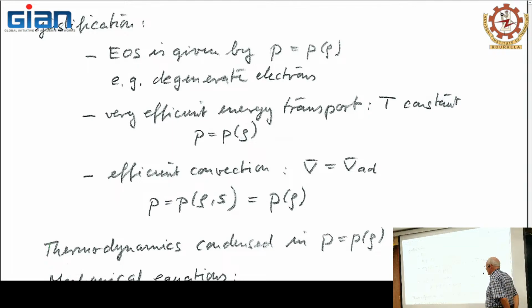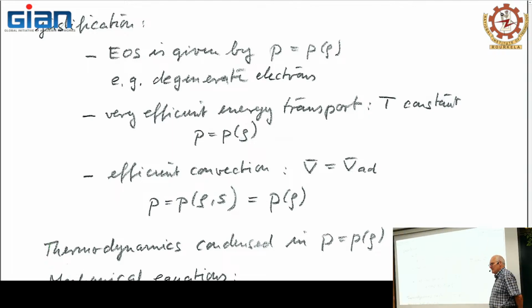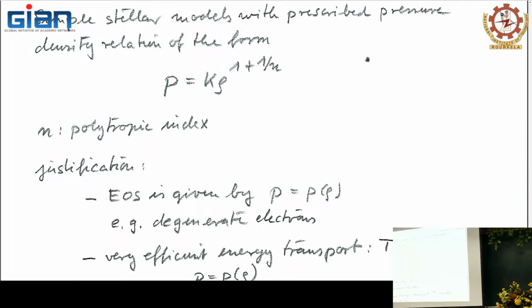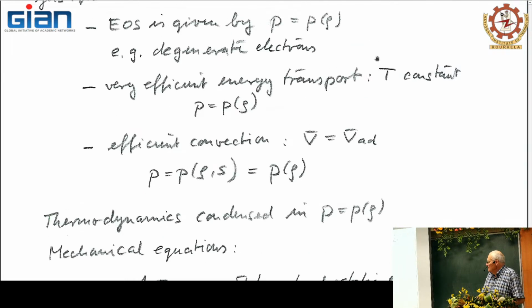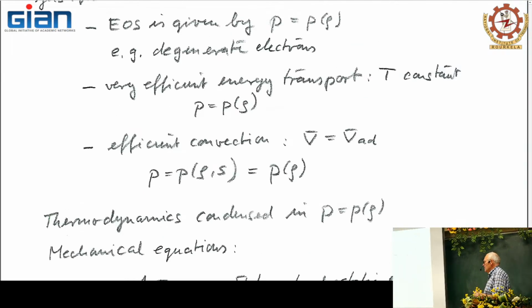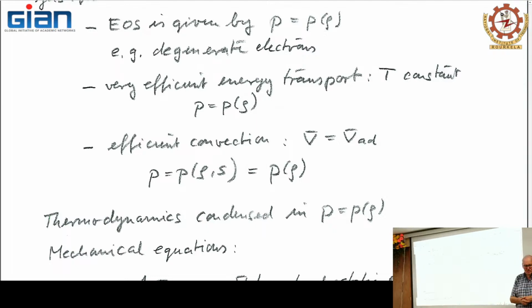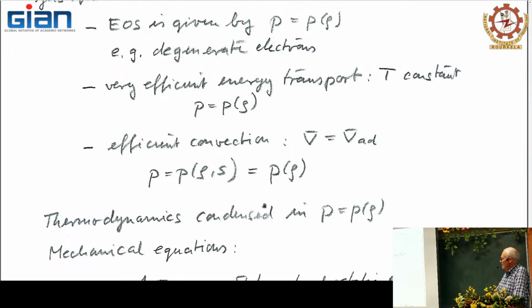So the thermodynamics of such stellar models is condensed in a pressure-density relation, and this pressure-density relation is given in the form of a power law. So the pressure is a power law in terms of the density. Okay, so what kind of solutions or models do we obtain once we assume a power law of the pressure dependent on density?